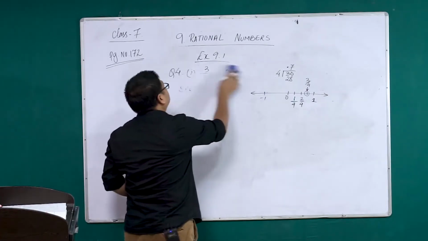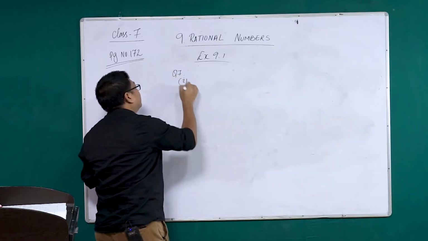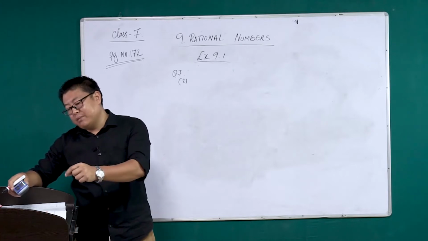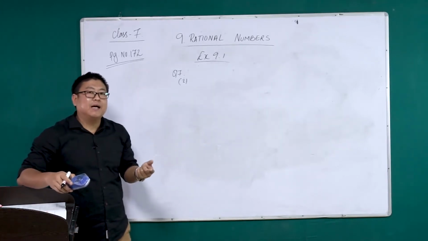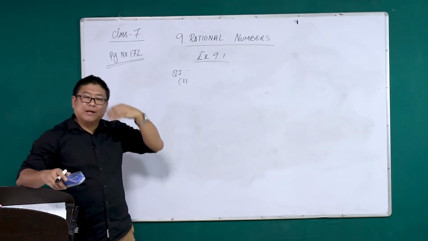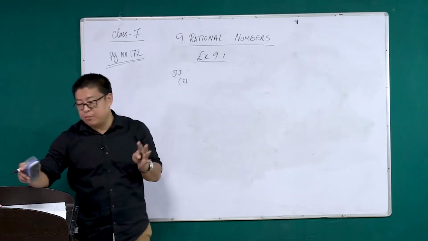Next, we will skip to question number 7. This question is quite simple. Rewrite the following rational numbers in the simplest form. We have already discussed what simplest form is. It is the standard form where you cannot cancel anymore. They have no more common factors.